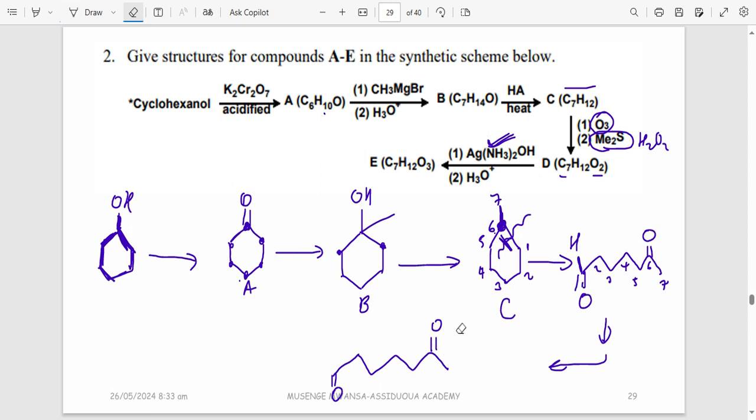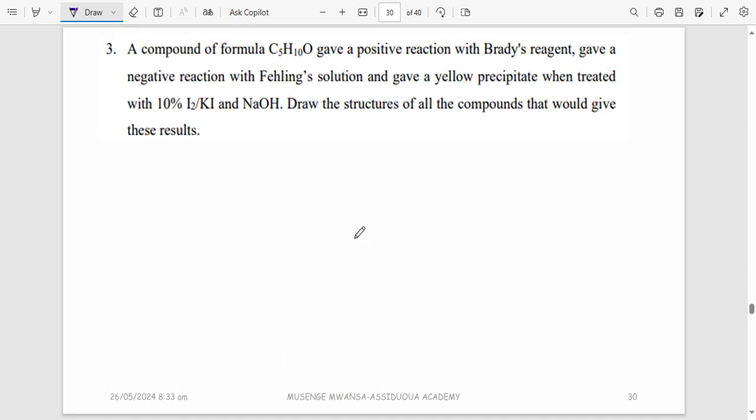1 is the aldehyde, and toluene is positive for the aldehyde. So at the aldehyde, that's where we're going to attach OH. And you can see I've introduced another oxygen there. So this is the structure E. So this was it for this one, writing all the missing structures.